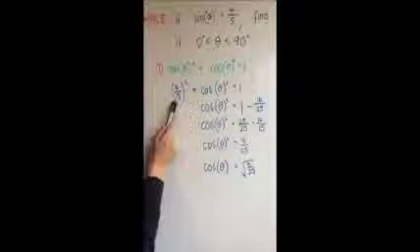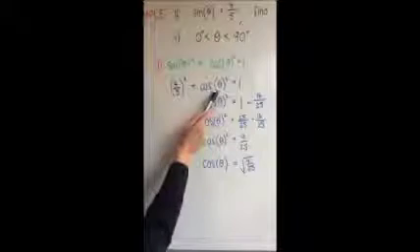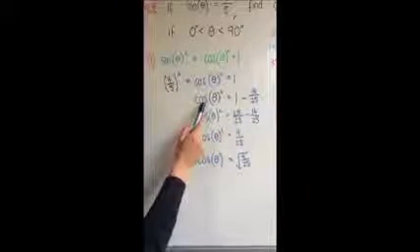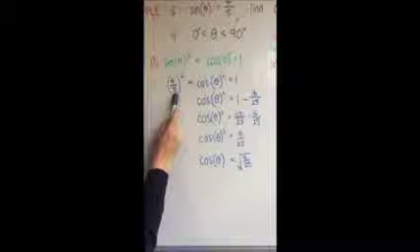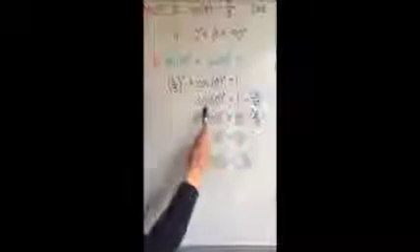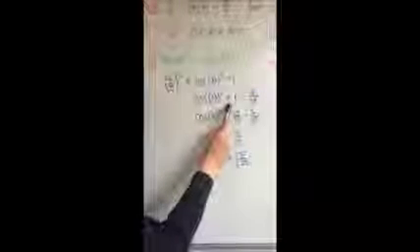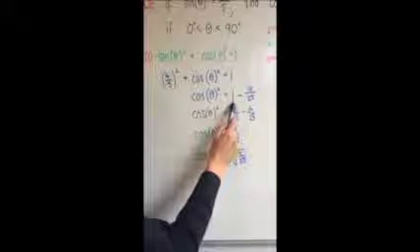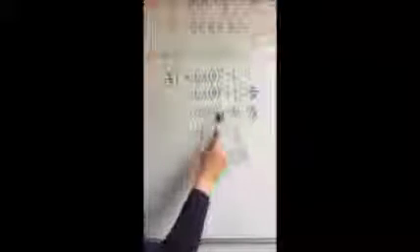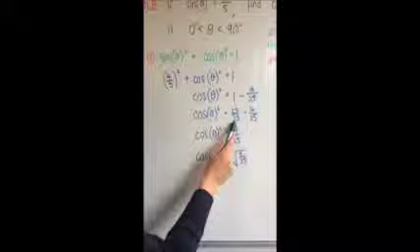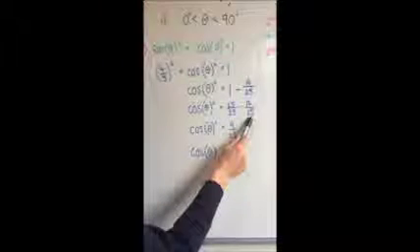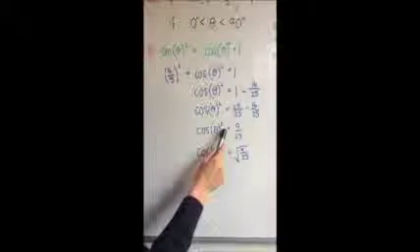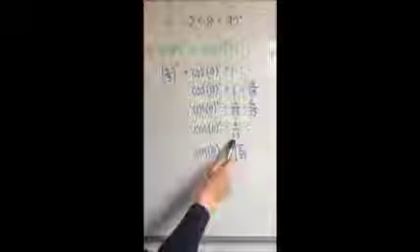So 4 over 5 squared plus cos of theta squared equals 1, and now we're going to rearrange to find cos of theta. So we square 4 over 5 and take it to the other side, so it becomes cos of theta squared equals 1 take 16 over 25. Now down here we know that 1 is the same as 25 over 25, so cos of theta squared equals 25 over 25 take 16 over 25. Now we have to simplify that, so cos of theta squared equals 9 over 25.